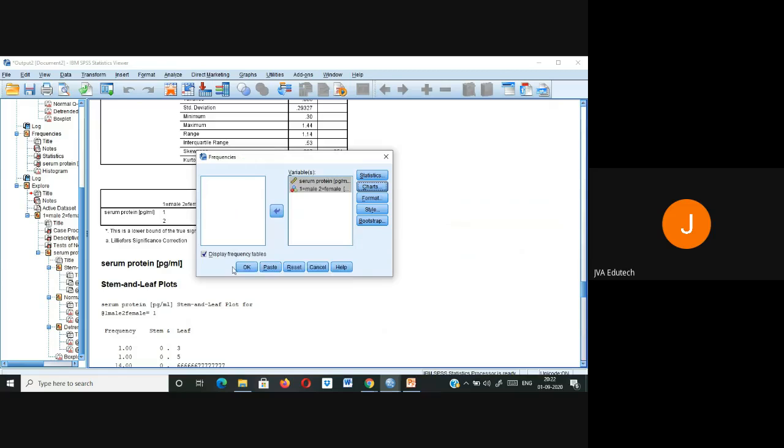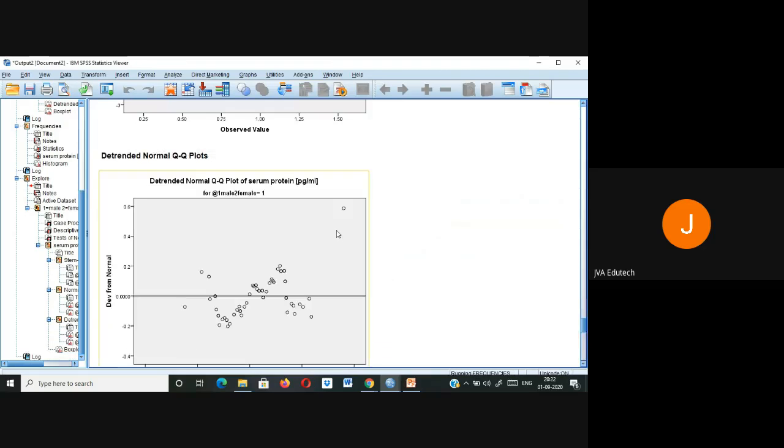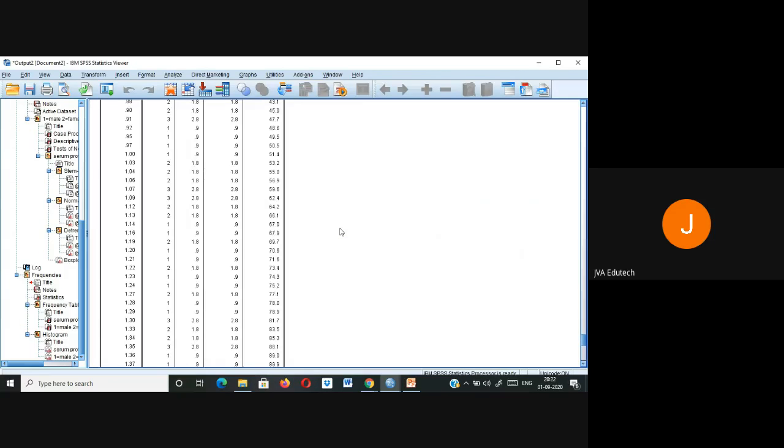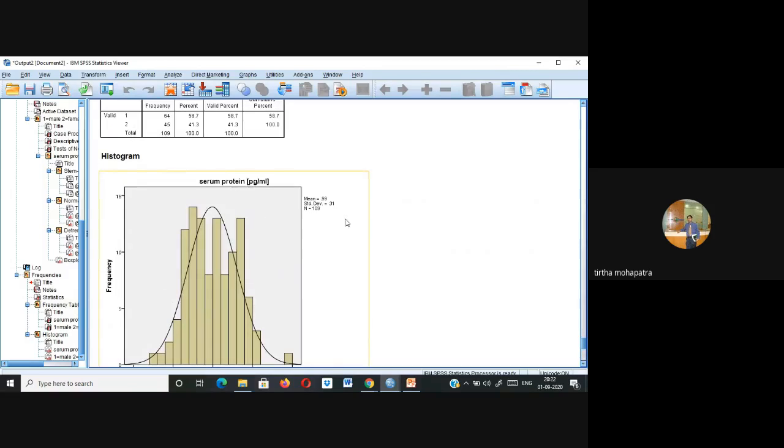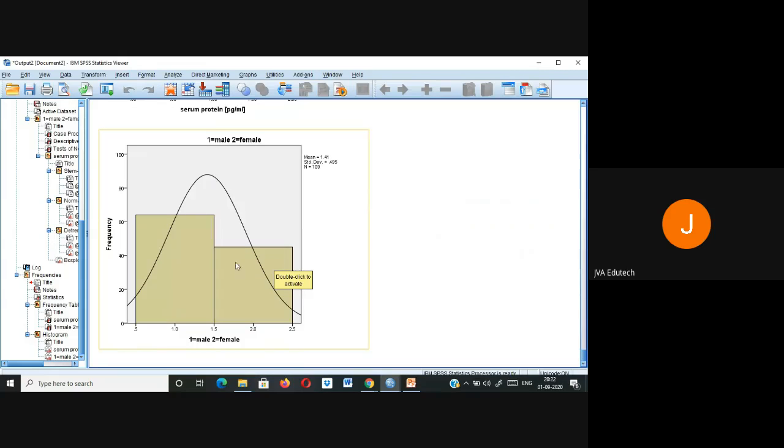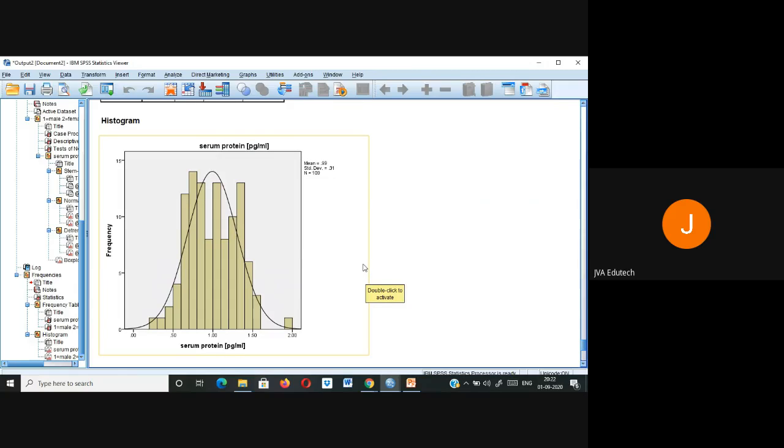Histogram, with normal curve. In case of the first one you'll see it. In the second case, in case of female, you will see a little bit of skewness is there. Outliers are there, and skewness is also there a little bit. But overall it's normally distributed. This is the perfect normal distribution.